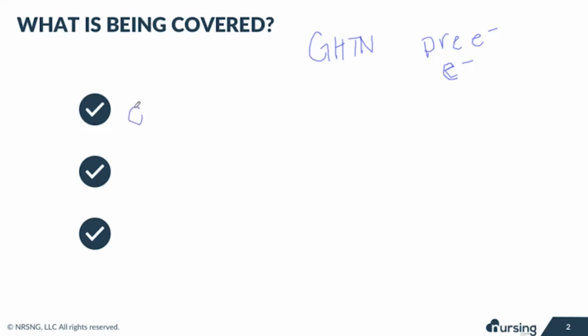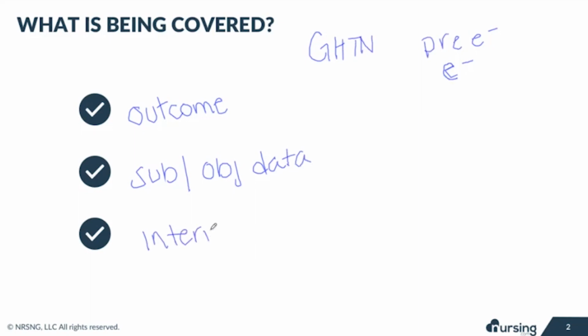We're going to look at the outcome that we want for this patient, the expected outcome. We're going to look at the subjective data and the objective data that we gather to put on our care plan. And then, of course, how we're going to intervene. So some nursing interventions, as well as the rationales. So why are we doing what we're doing and what should we see happen?